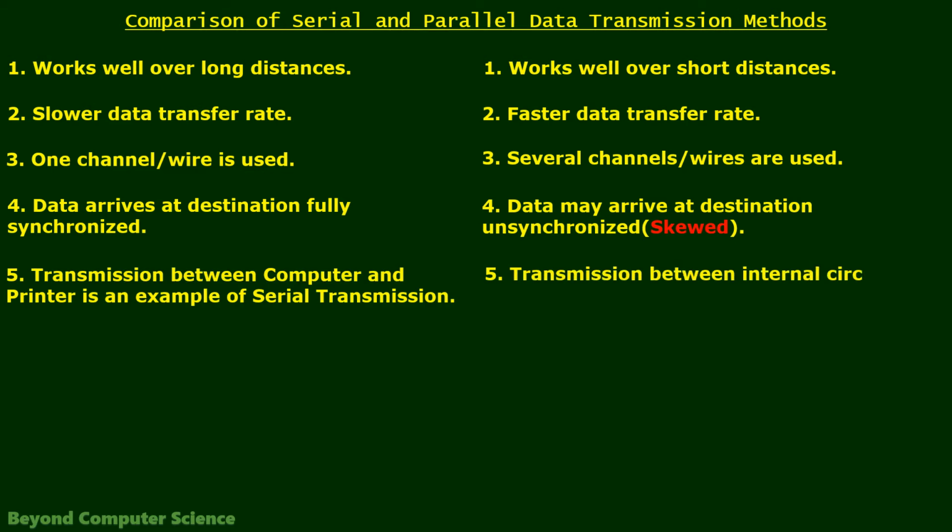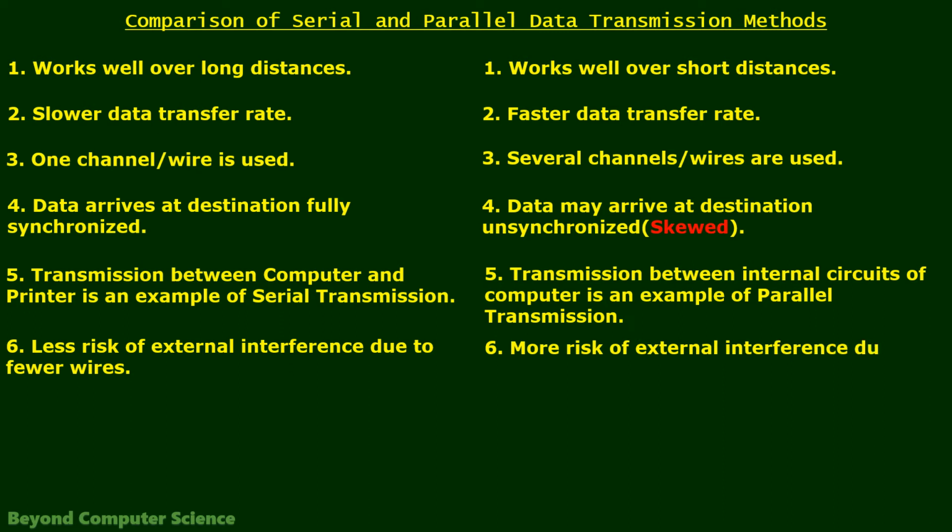We have a problem of skewness in the parallel transmission, whereas in serial we don't have this problem. Transmission between a computer and a printer, between a keyboard and a computer, between a mouse and a computer, between a microphone and a computer, these transmissions can be serial transmission. But the transmission inside the computer, on the motherboard and to and from the motherboard, like connecting the motherboard with the hard disk or an SSD, or connecting RAM with the CPU, all the components on the motherboard are using parallel transmission because the distance is very short, and we need higher data transfer rate for the working of the CPU. That is why we use parallel transmission method in internal circuits of the computer.